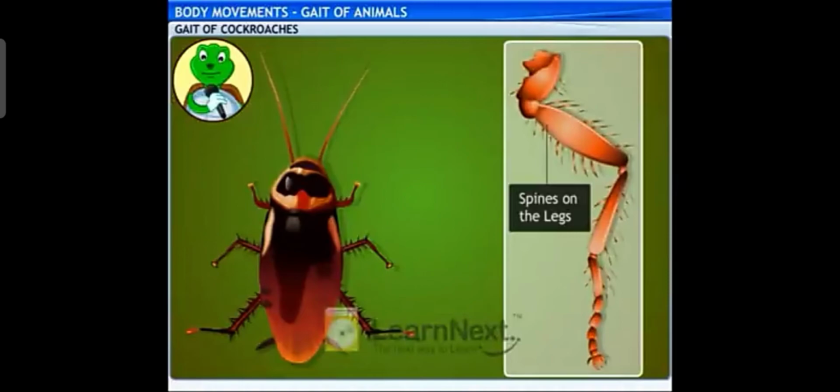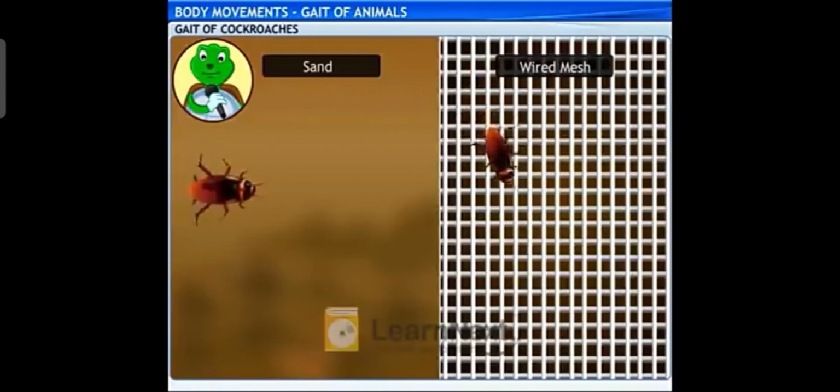Then also, have you ever observed that there are some spines on the legs? Small spines on the leg of a cockroach. If you see a cockroach, just observe the body features. You can see that there are small spines on the legs of the cockroach. These spines help the cockroach to walk through sand and wired mesh. Sand is very difficult to walk on, but a cockroach can walk very easily due to the spines on the leg.